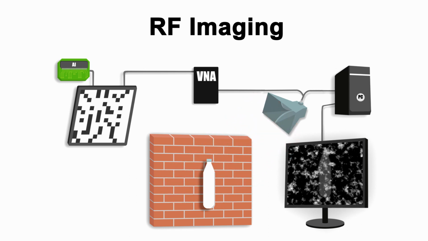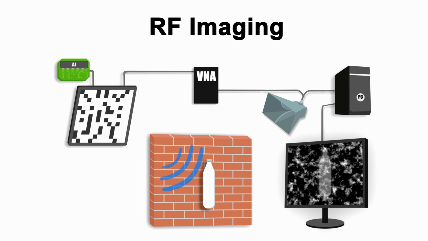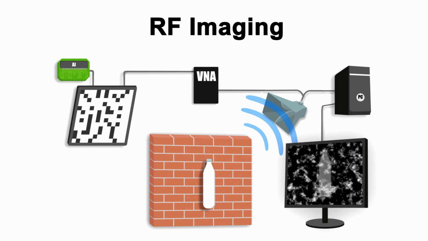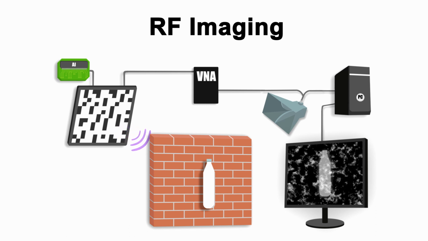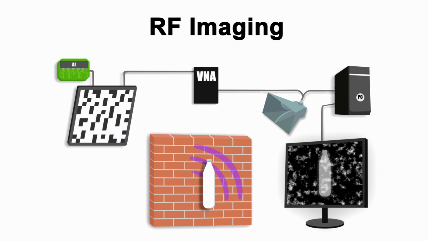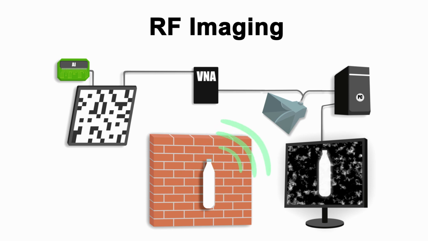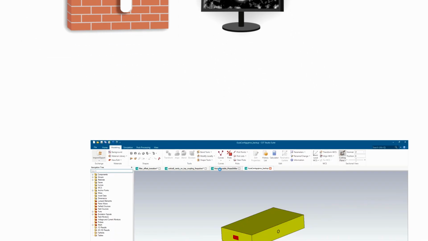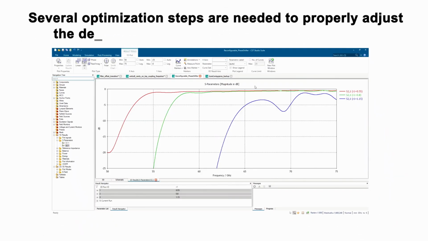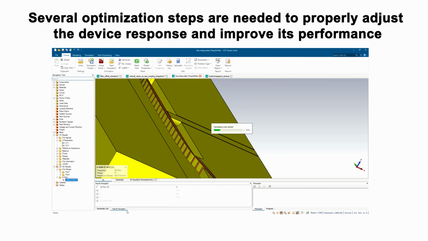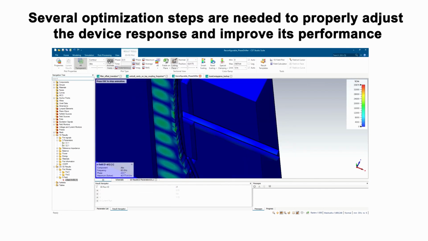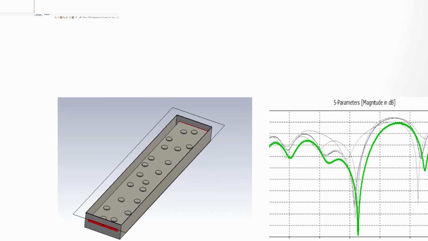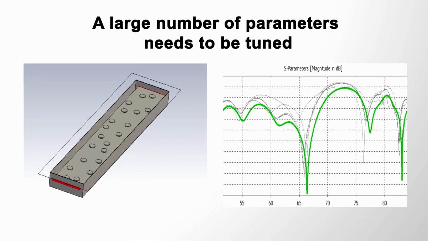In this example, the emitted electromagnetic waves pass through the wall and are reflected from the hidden bottle. The reflected waves are captured by a receiving antenna, and after a post-processing phase carried out in the computer on the right, the bottle is reconstructed. This same principle could be used for other applications like medical diagnosis, sensing, or material characterization. However, the engineering process of these devices is quite complex, and a large number of varying factors must be taken into account. Here is where optimization comes into play.